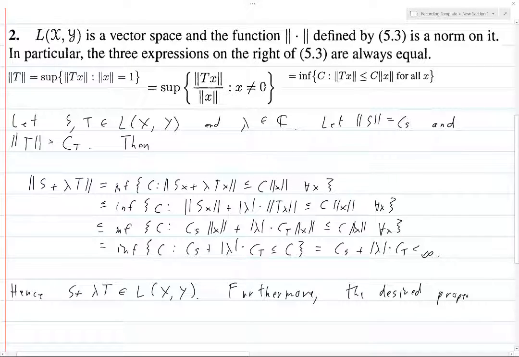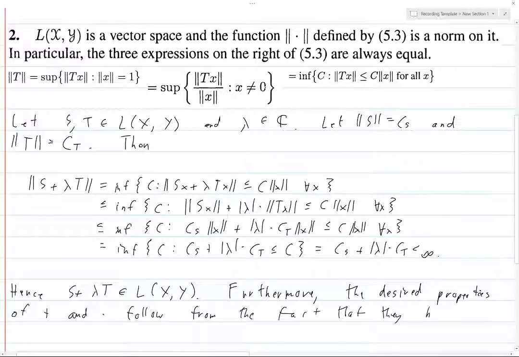So the properties of addition and scalar multiplication follow from the fact that they hold in C, and thus for functions mapping into C. From here, you need things like commutativity of addition.